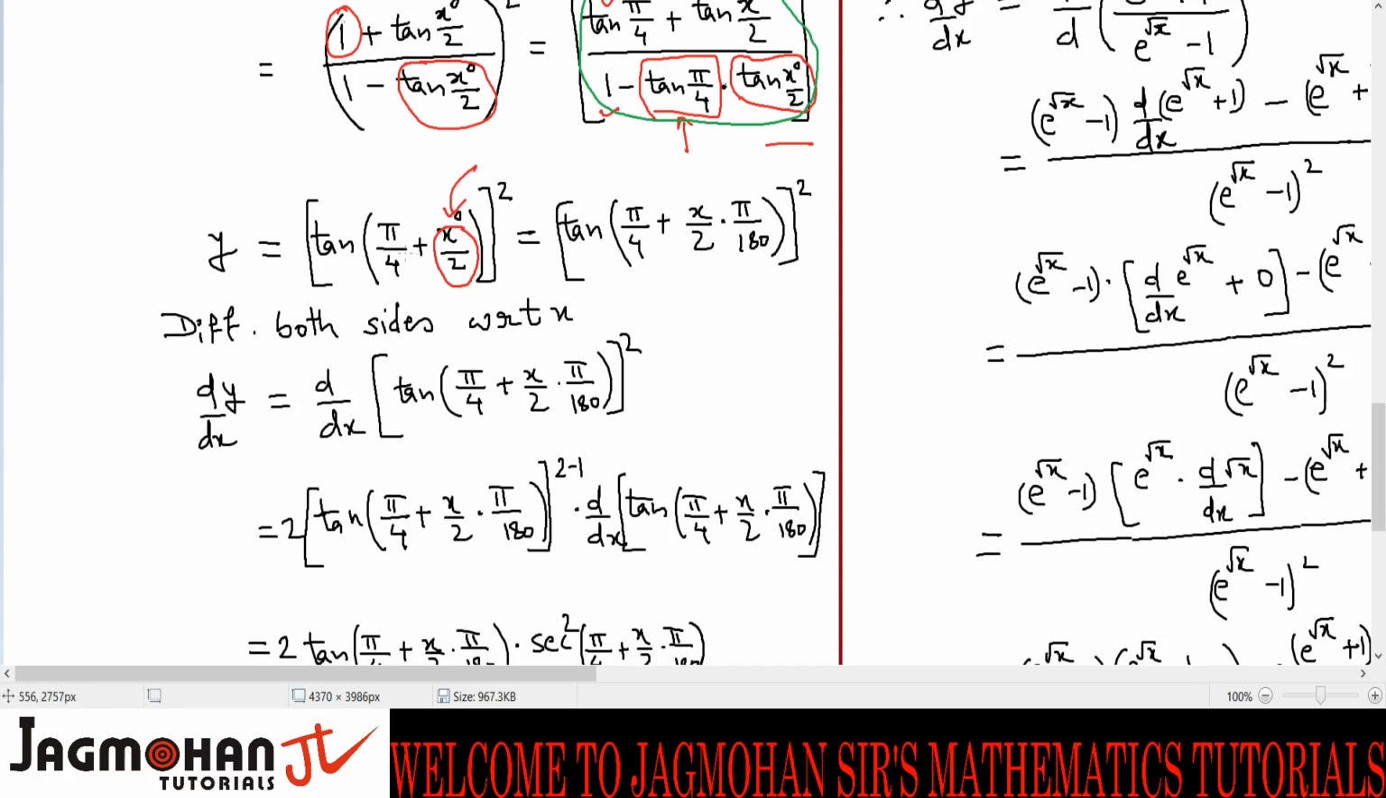So now what you have is this whole thing is tan of (pi/4 + x/2 into pi/180) the whole square. If someone wishes to know that if at all we knew that the angle has to be in radian, why did we not convert it in the beginning only?